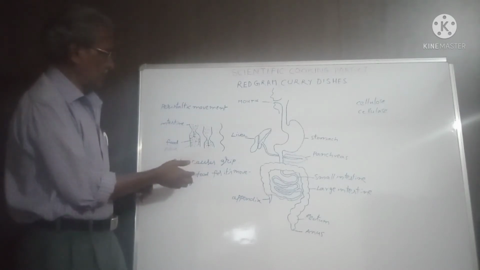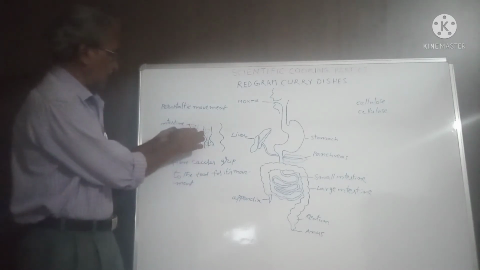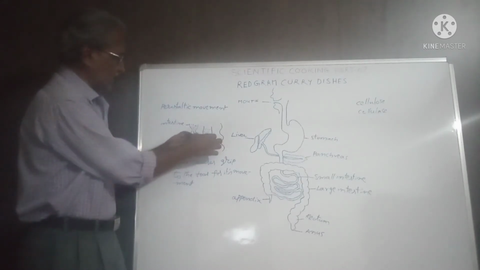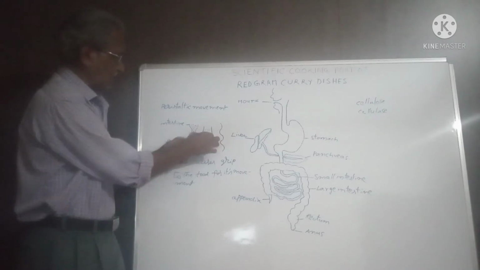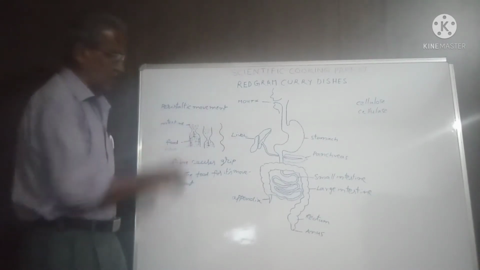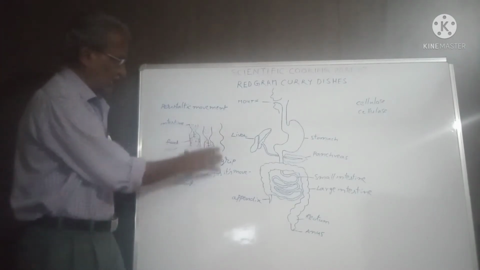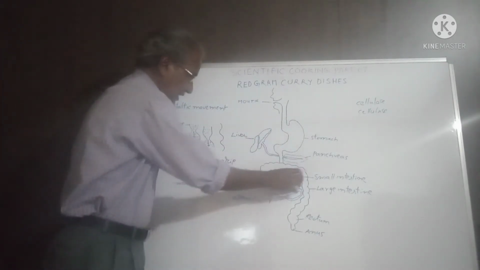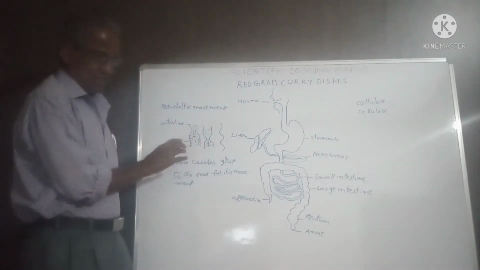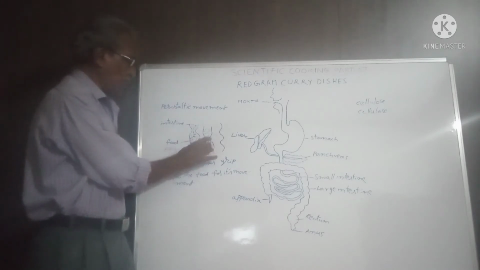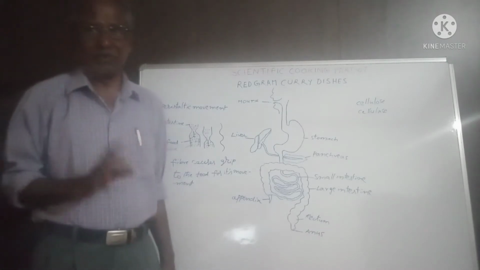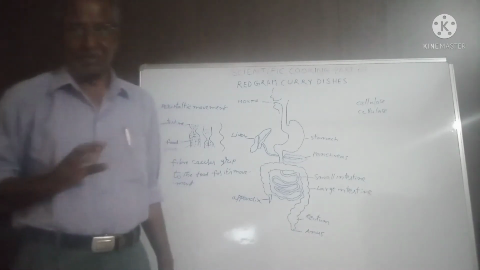And the next minute, here it relaxes. And in the next stage, it contracts and the food goes downwards. That's why the food travels throughout the intestinal tract. That's why we know fiber is useful for the free movement of the food. That's why we must take fiber in our food.